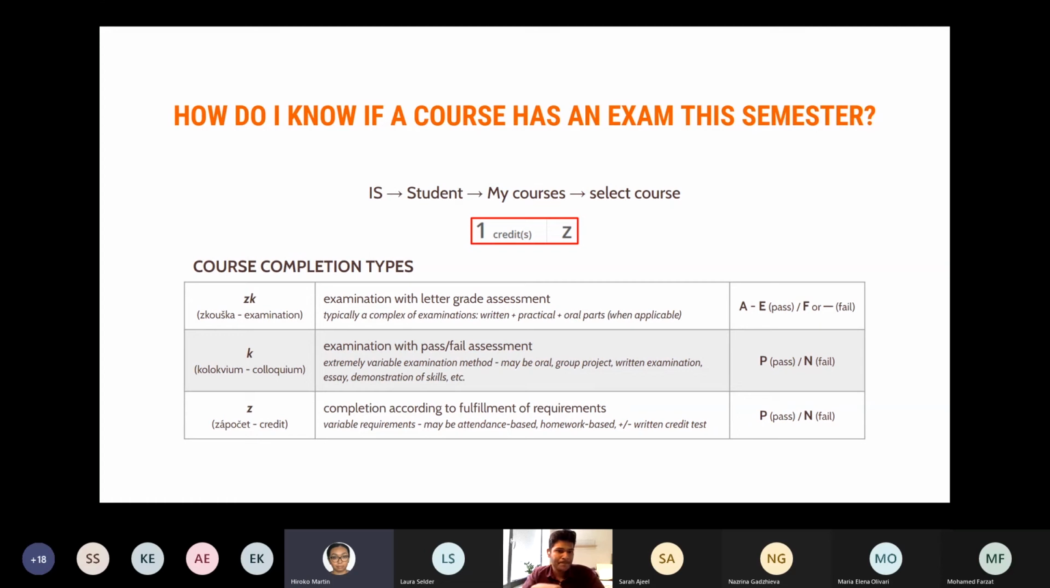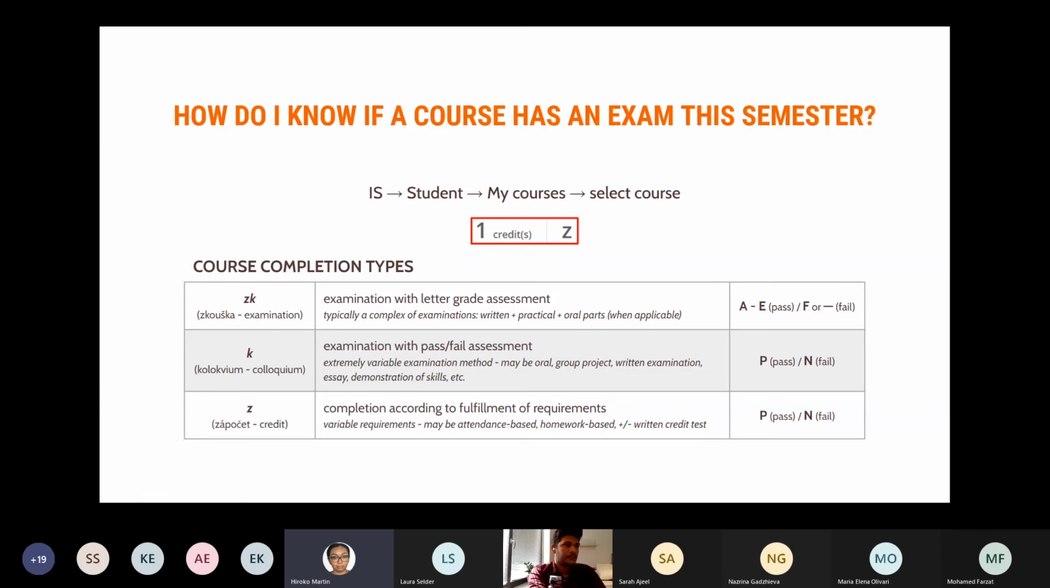We have courses that are indicated by ZK, courses that are indicated by K, and courses that are indicated by Z. In order to see this, you go into the IS, go into your student to see your courses, then select a course. You should see next to the name of the course on the right, something similar to this image in the little red box here, where it shows the number of credits, and right next to it, there will be a 1 or 2 letter designation. So like I said earlier, we have the 3 completion types, and they're actually abbreviations for Czech words.